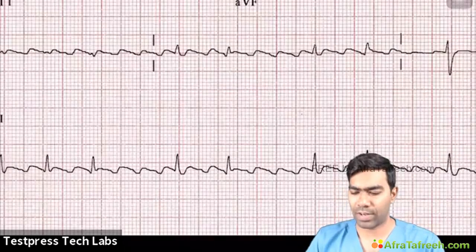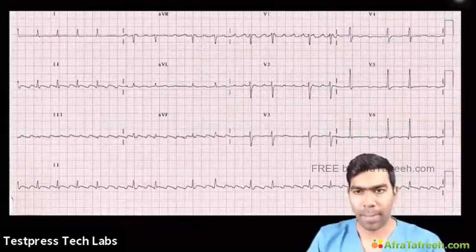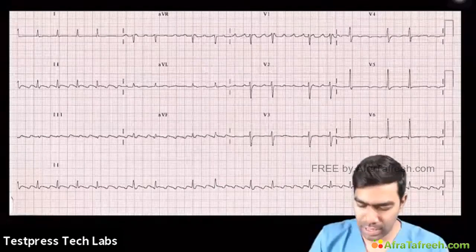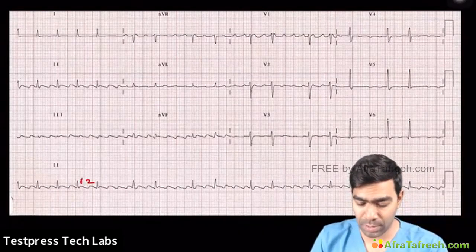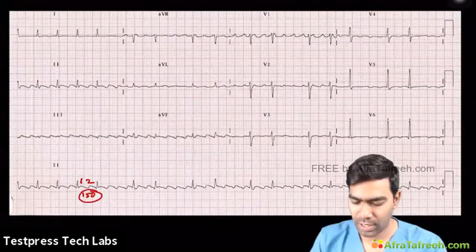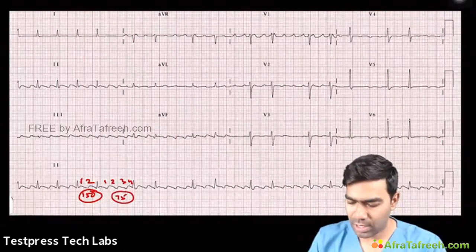Heart rate is 75 in flutter. Heart rate is highly variable. This is a flutter with a variable block. For example, in this area you are seeing only around 2 large boxes. So here the rate is around 150. But if you take here, it is 1, 2, 3, and 4 almost. So here the rate is 75.